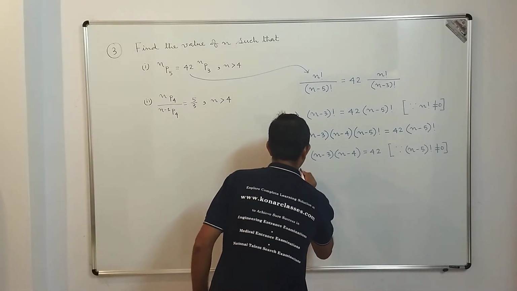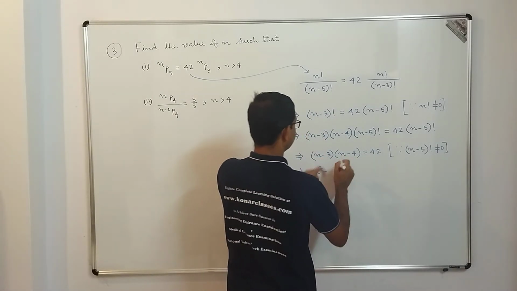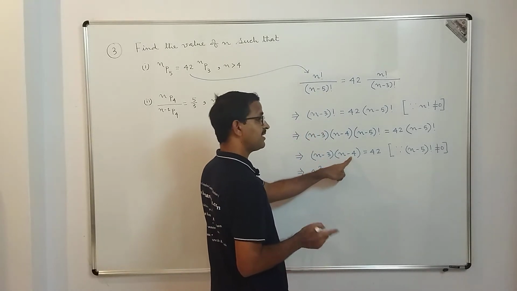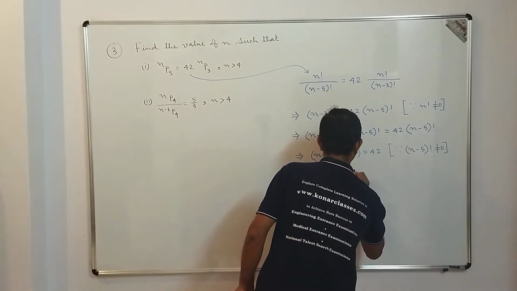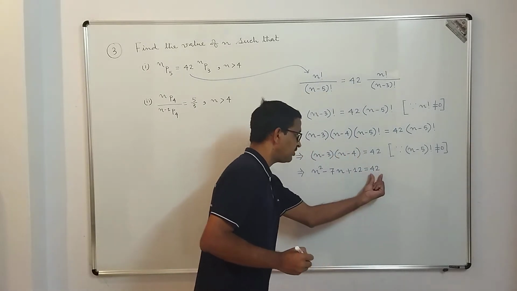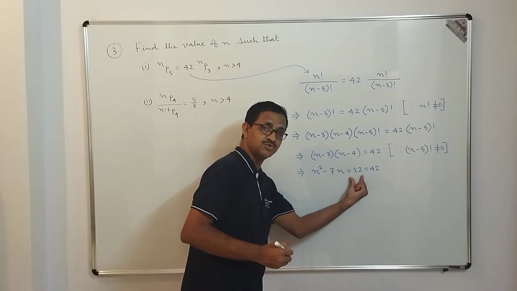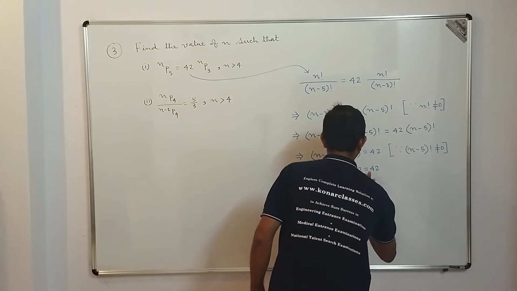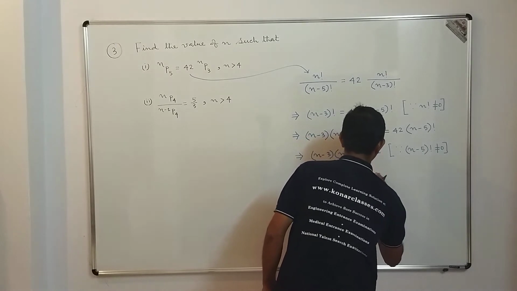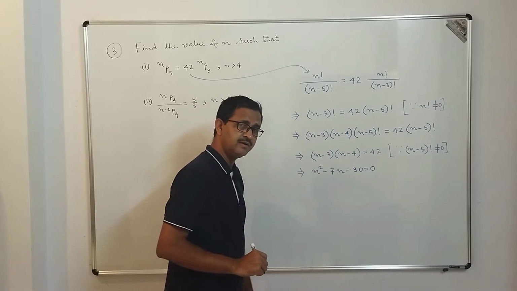So what we get? This implies n square minus 4n minus 3n, that means minus 7n, and minus 3 times minus 4 becomes plus 12. So plus 12 equal to 42. Now this 42, if we bring to the left hand side, that becomes plus 12 minus 42, that means minus 30. So we can write it here minus 30. In the right hand side we can write it as 0. Now it comes into the form of a middle term factorization.